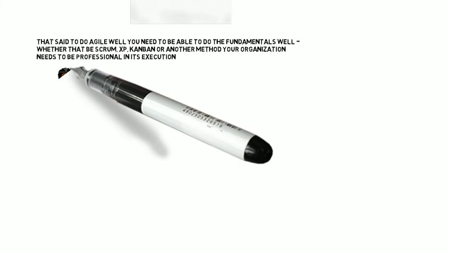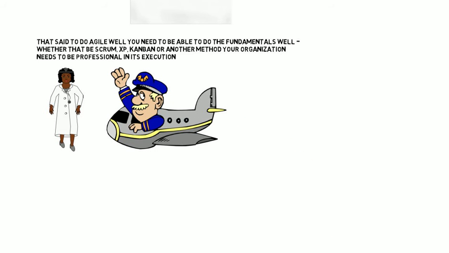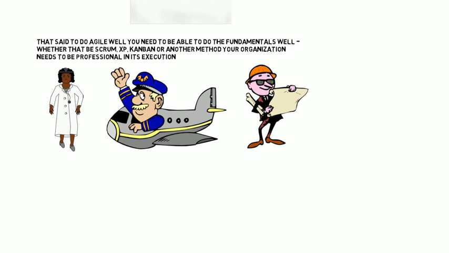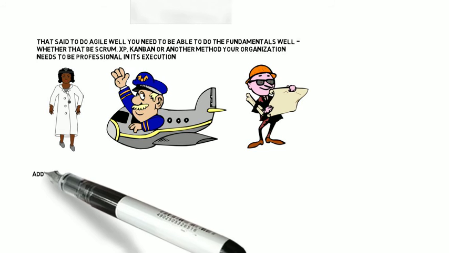That said, to do Agile well, you also need to be able to do the fundamentals well. So whether it's Scrum or XP or Kanban or whatever method you're using, you need to be a professional at the execution of Agile, just like a doctor or a pilot or an architect needs to be a professional. In developing your products and using Agile methods, you need to be a professional as well.